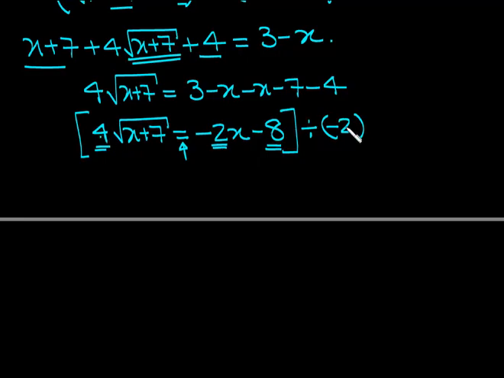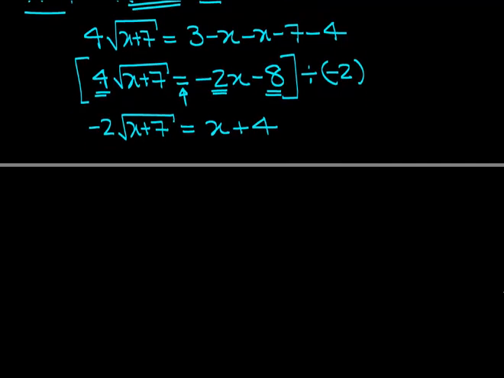What is 4 divided by negative 2? I get negative 2 square root of x plus 7 is equal to... negative 2 divided by negative 2 is just x. Negative 8 divided by negative 2 is positive 4. That's what I end up with. Okay. Always look for that.